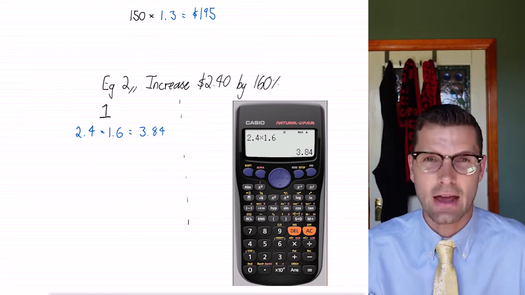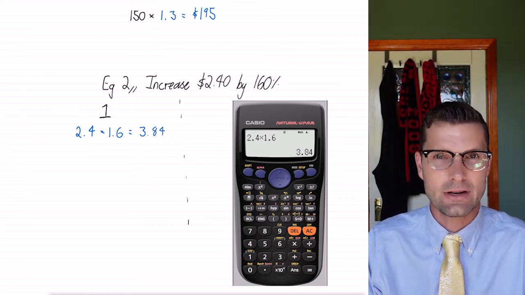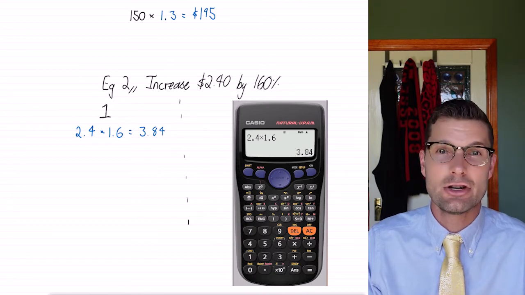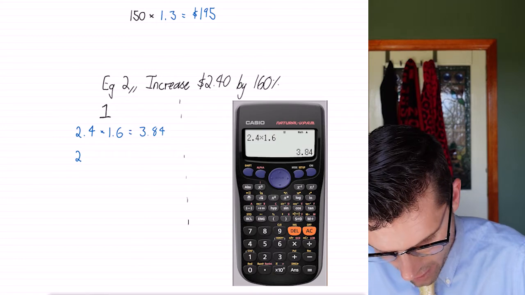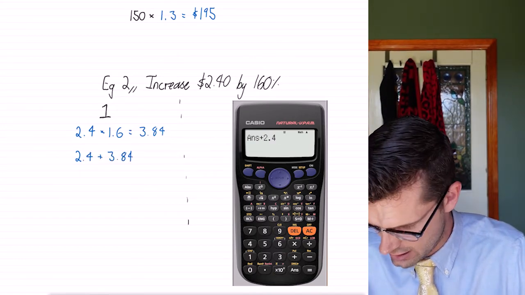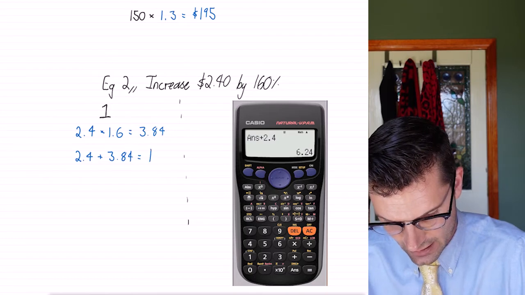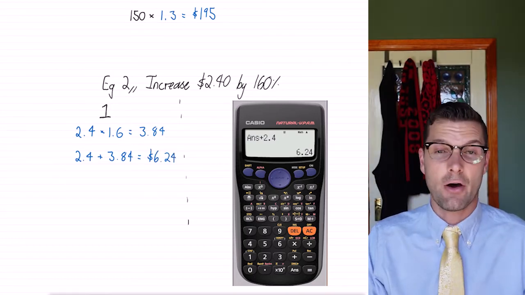3.84. Okay, and now remember that we've only increased it by the 1.6 there, so we've got to add on our original total to make sure that we've got the full amount. So our final answer is 2.4 plus 3.84, which is equal to $6.24. And that is our final answer.